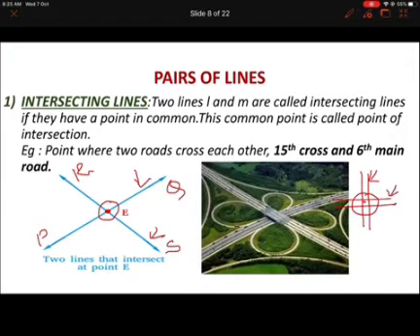You can see one more figure. Two roads intersecting at a common point. So these are examples for intersecting lines, and all of you have learnt in the last class that intersecting lines form vertically opposite angles. Two pairs are there. So this is one pair and this is the other pair. Okay.